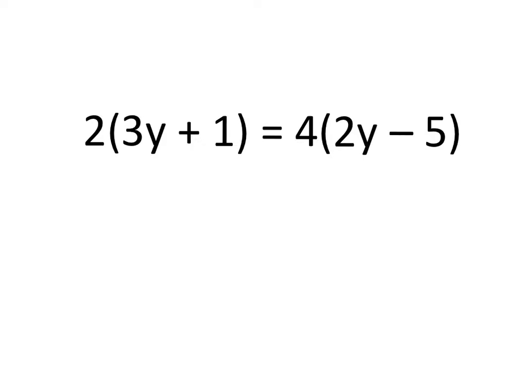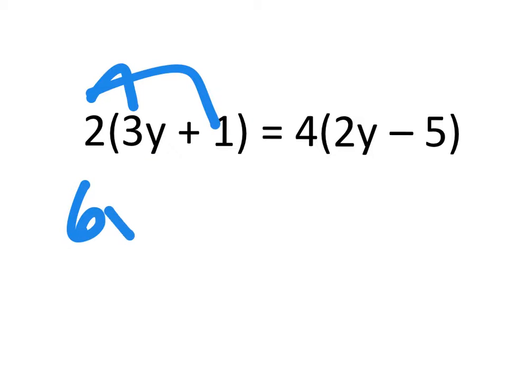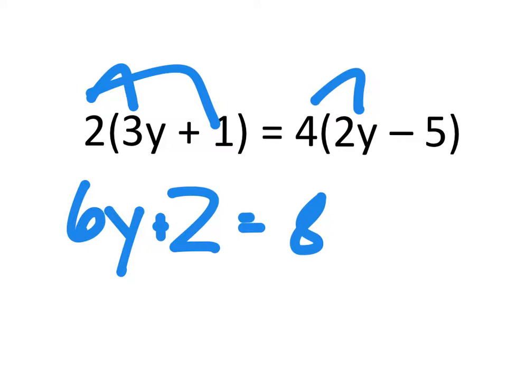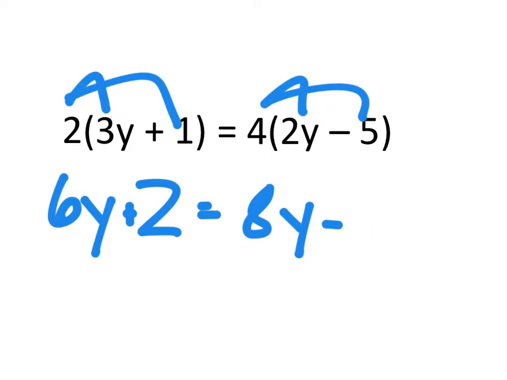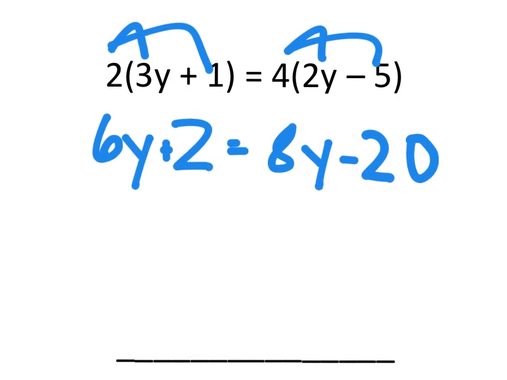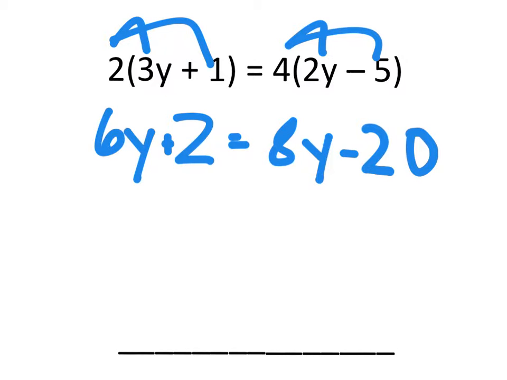Now before I'm able to move around my variables that are on the different sides of the equation, we'll need to do some simplifying by distributing. So here we'll get a 6y plus 2 is equal to, and then when I distribute on this side, we get an 8y minus, because there's a negative 5, 20. So now I've got a general equation of variables on both sides.